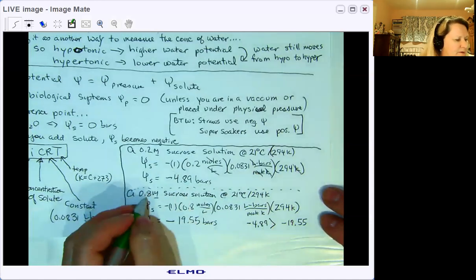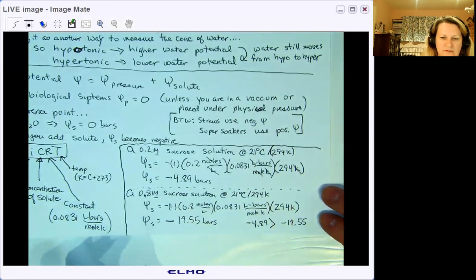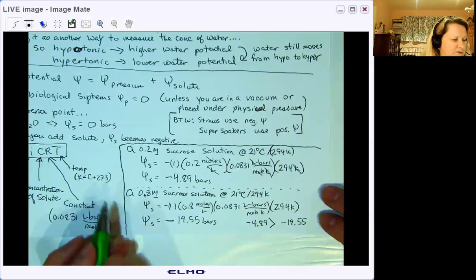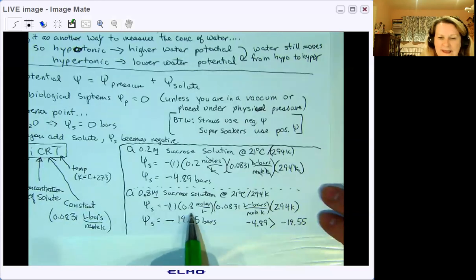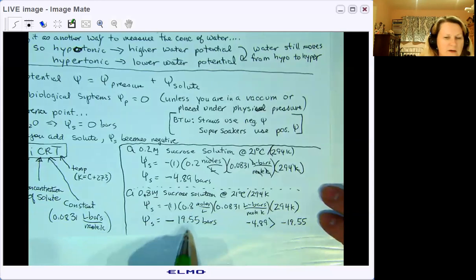Now, let's compare that to a more concentrated sugar solution, a 0.8 molar sucrose solution at the same temperature. So everything's going to be the same except for the concentration, right? It's still sucrose, so i is still 1. Same R, it's at the same temperature. And when you crank this out in the calculator, it's minus 19.55 bars.